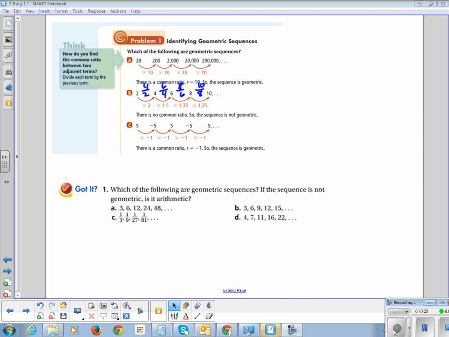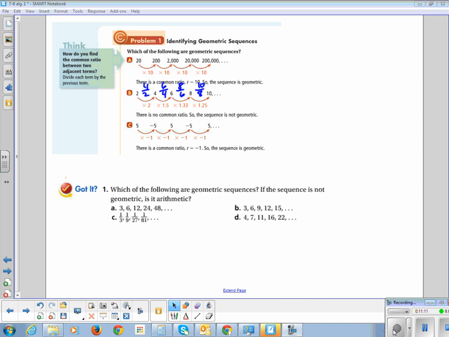B, there's no common ratio, so it's not geometric. C, the common ratio is -1, so it is geometric. And that's something to look for when you see your plus and minus alternating, that your common ratio is probably negative. Because a negative times a negative is positive, and they take that positive and multiply it by a negative, and it becomes negative. Multiply that by a negative, it becomes positive. So here it'll alternate.